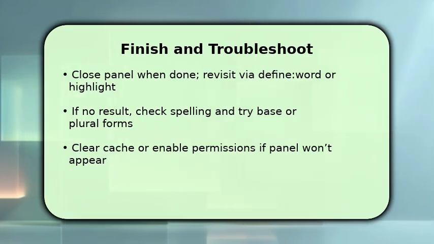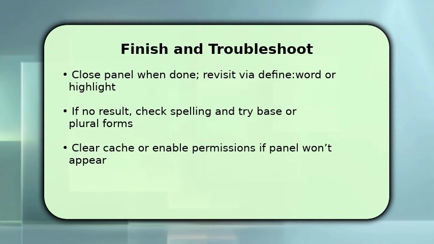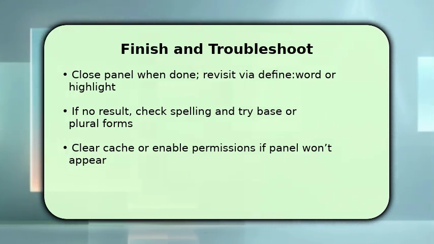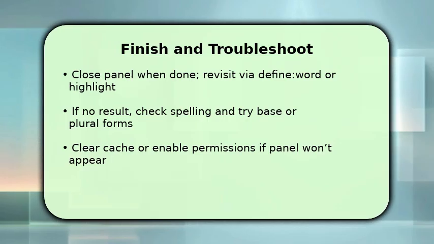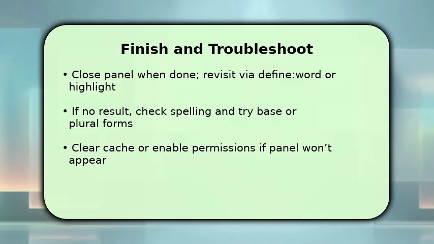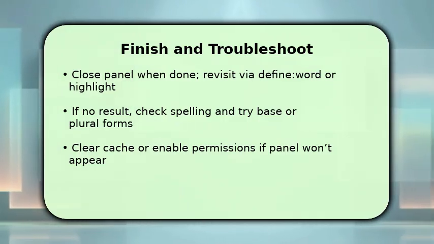another word. If Google returns no definition, check spelling first, then try the root form or a common variant. Sometimes punctuation blocks a match. If the panel fails to open, make sure pop-ups and site permissions are allowed, or clear your browser cache and restart Chrome or the app. These steps usually restore the lookup feature quickly, so you won't lose workflow.